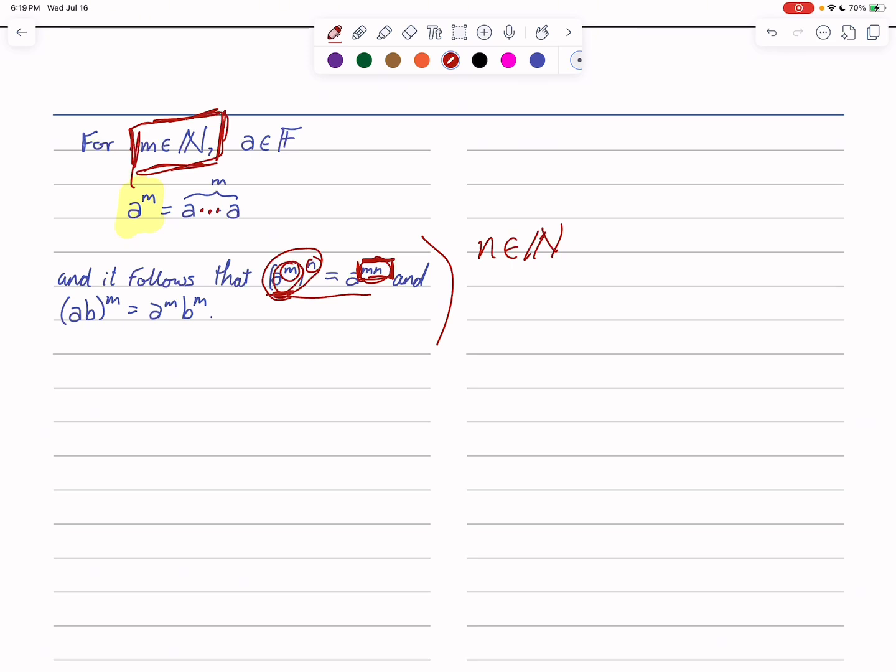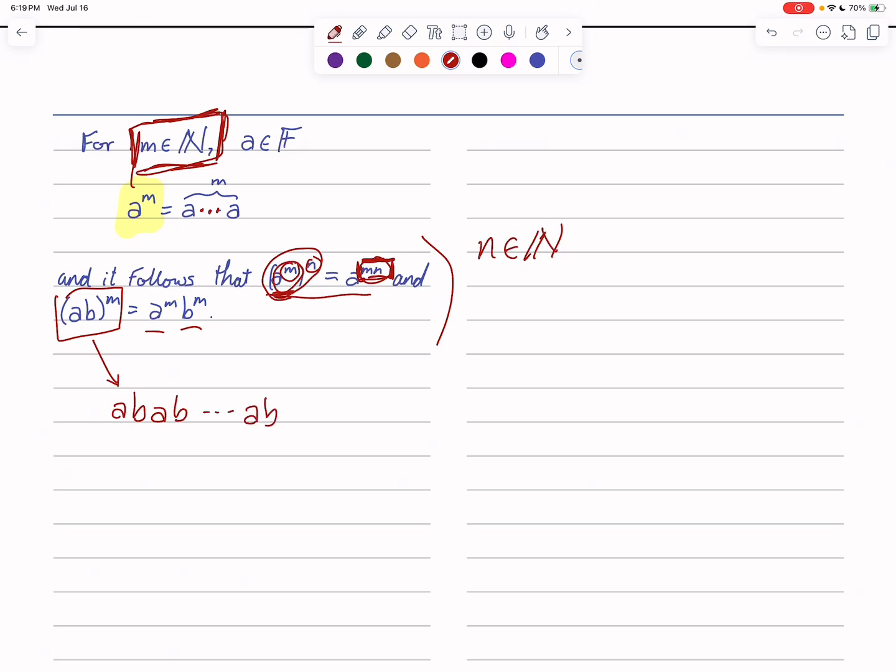And by a relatively simple argument, we can show that AB to the M is equal to A to the M, B to the M. That's like distributing the exponent. How do we know that this is true? It's a pretty simple argument. You get M copies of AB. So you go AB, AB, and you do that M times.